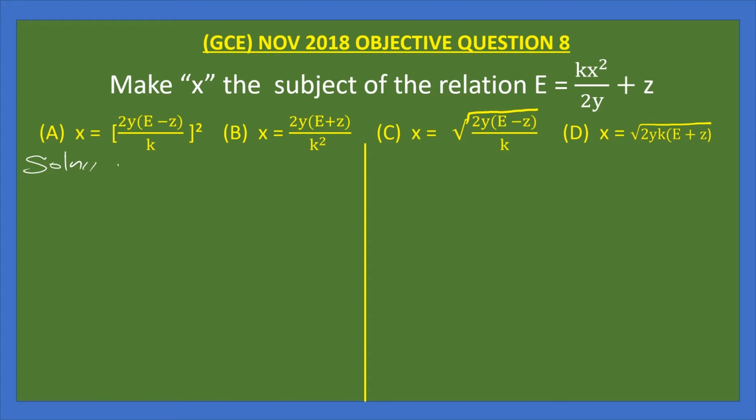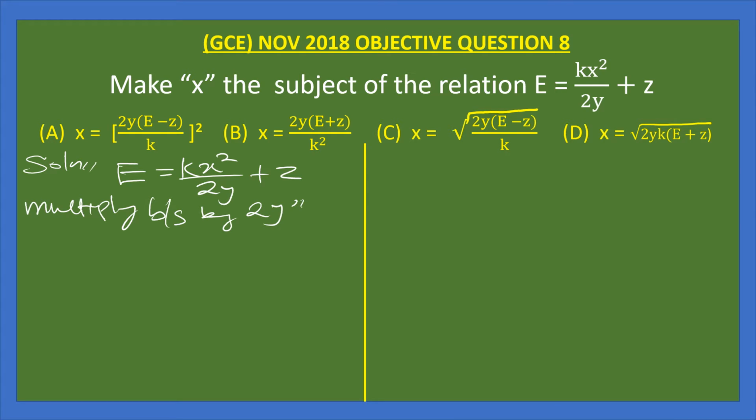Solution. We have that capital E is equal to kx squared over 2y plus z. Now we want x to stand alone. What do we do? We multiply both sides by 2y, which now gives us 2y times E is equal to kx squared plus 2y times z. Okay, so that is what we have. 2yE is 2y times E. So take note of that. So now what do we do?